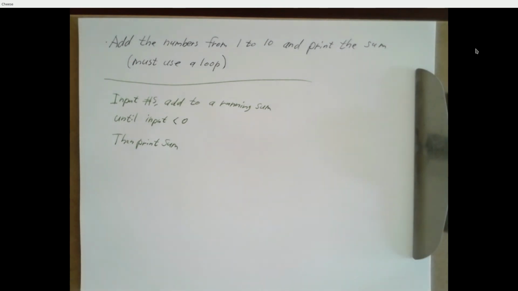Input numbers. So you input the numbers 5, 6, 10, -4. You print out the sum of 5 plus 6 plus 10. And the negative number is a flag saying I'm done inputting numbers. Print out the sum at that point.